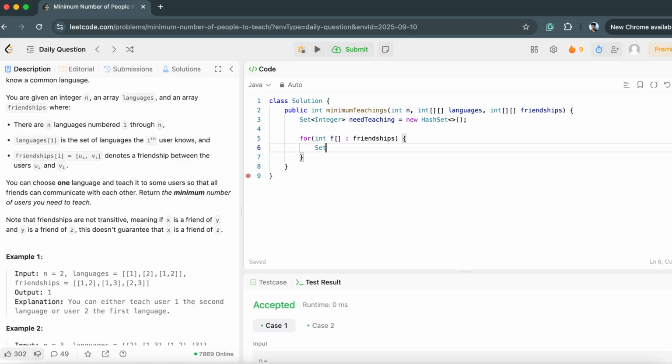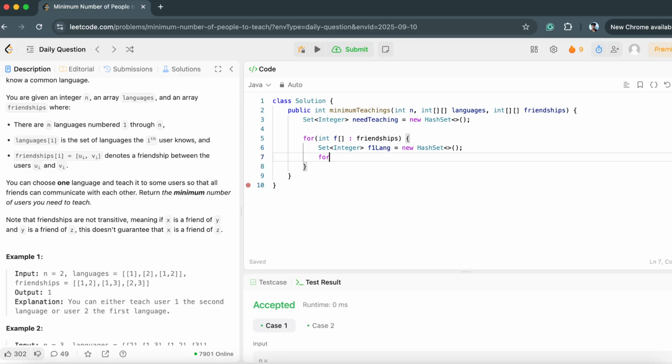For any person, we will create another set, let us suppose f1 languages. The first person's languages we will put inside a set, so that through this set we can avoid that n square complexity. So here I have created the set, and I'll go through any particular person's languages. Let me name it f1Langs, the set of all the languages this first person knows.